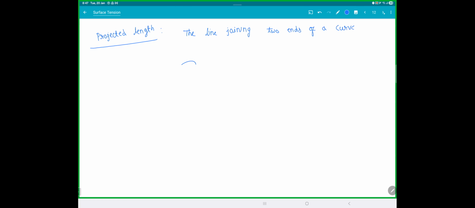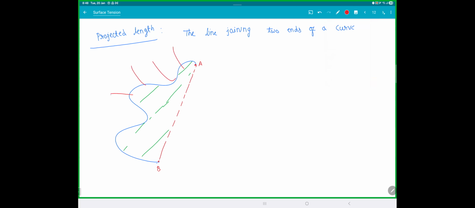So if you give me some random surface area like this, and if you say there is a soap film inside, all you need to do is take this point A, take this point B, and join a straight line. Again, same logic. Doesn't this become a closed figure? If you have a closed figure, what is the total force acting in all directions? Zero. That means the force acting on the curve must be equal to the force acting on this straight line.